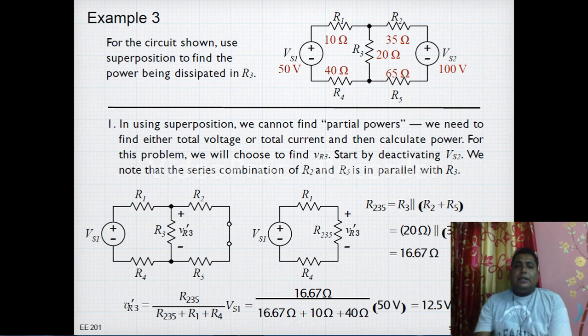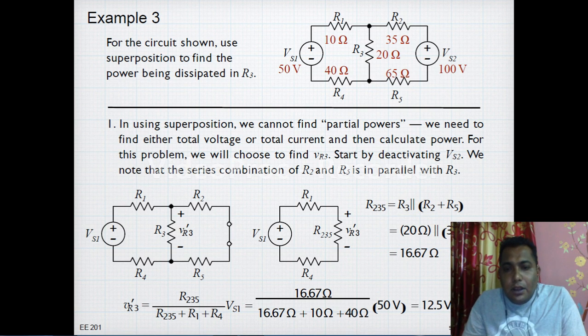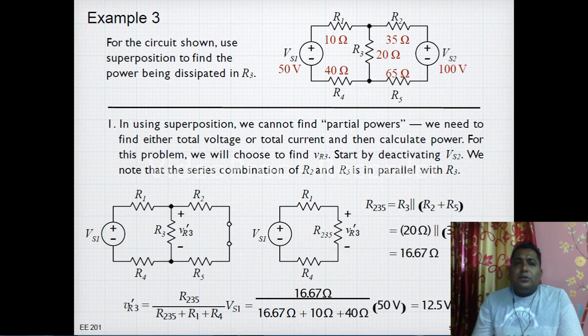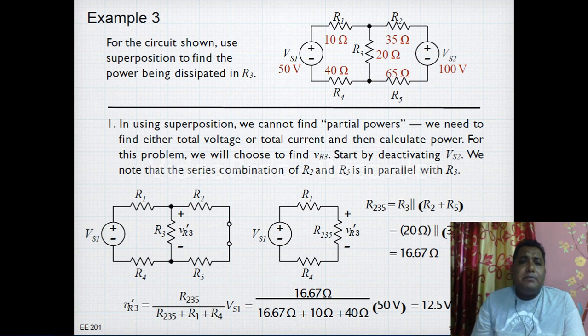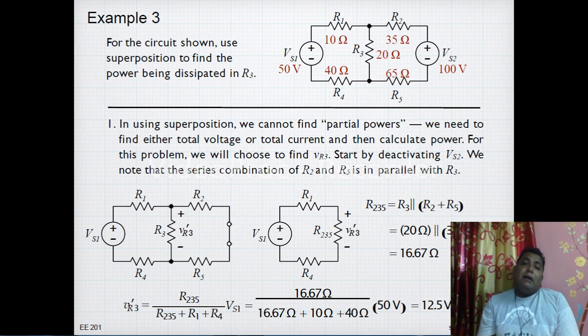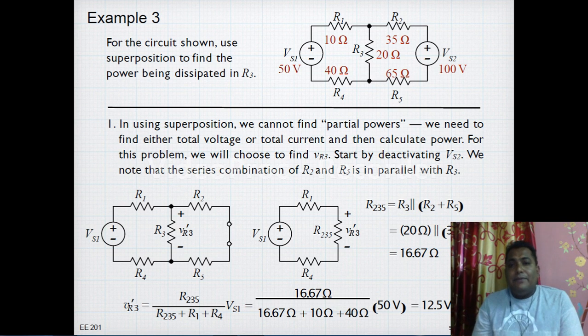Yes, this is another problem. The statement is given for this particular problem: for the circuit shown, use superposition to find the power being dissipated in R3. So what is the amount of power through R3, that we have to find out.